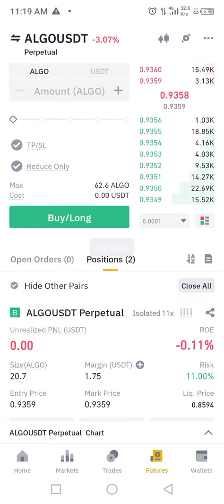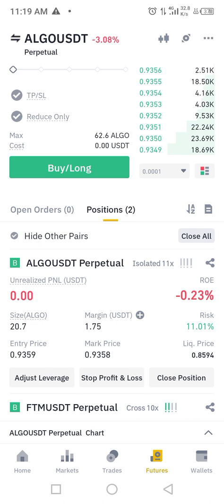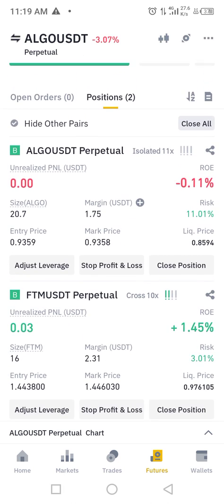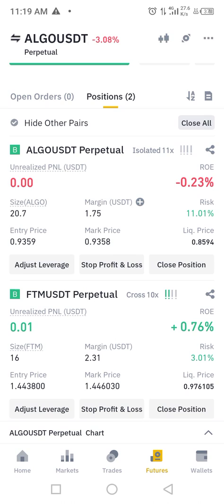So success. So this is the position. I have two open positions. This is ALGO. As you can see, the liquidation price is 0.8594. You understand?